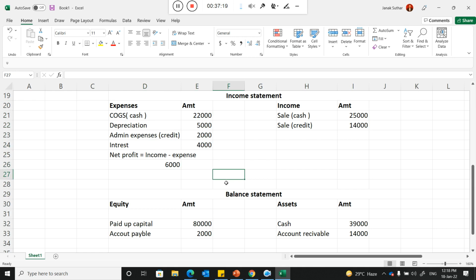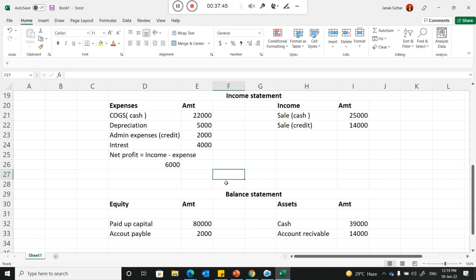So that 6,000 is the profit of my organization. Now I have two options. Can I reinvest this 6,000 in my organization? If you are not ready to reinvest, then you can distribute this particular profit to all your shareholders. Okay, so they will get this profit in terms of the dividend. So that is the dividend.